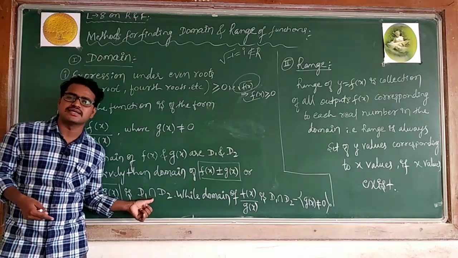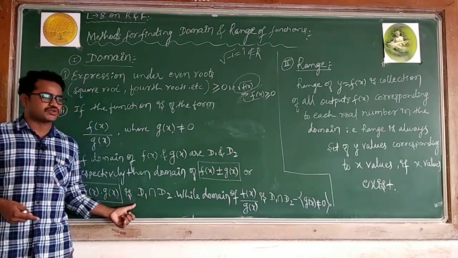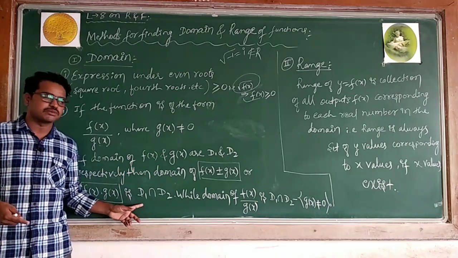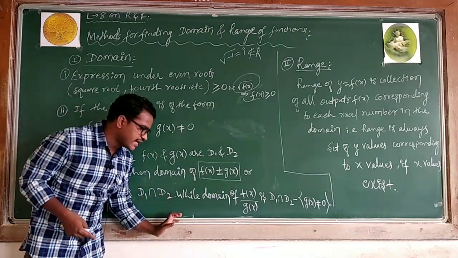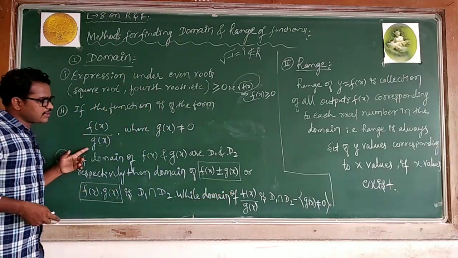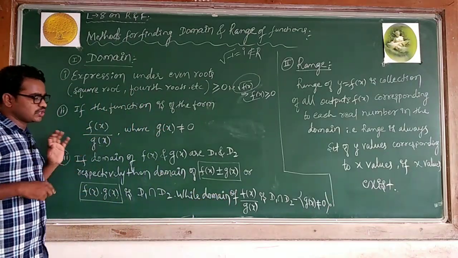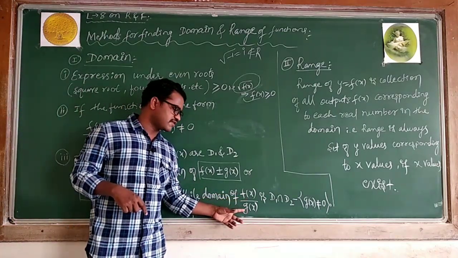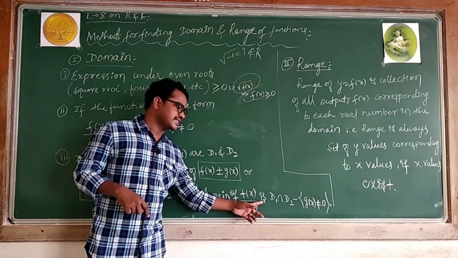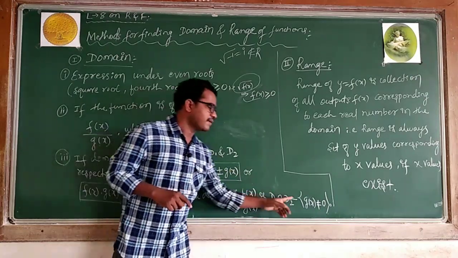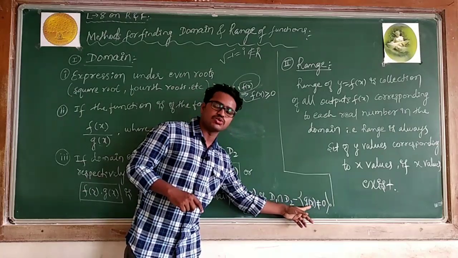In the case of sets, intersection means common values. In the case of addition, subtraction and multiplication, it means the common points. And while defining this type of function, f of x divided by g of x, the denominator should not be equal to 0. Here f of x is one function and g of x is another function. If it is in the form f of x divided by g of x, the domain is D1 intersection D2, the common points, but you have to remove the points where g of x is equal to 0.